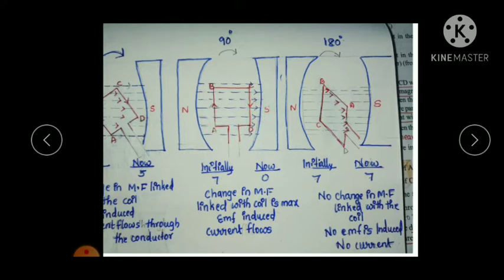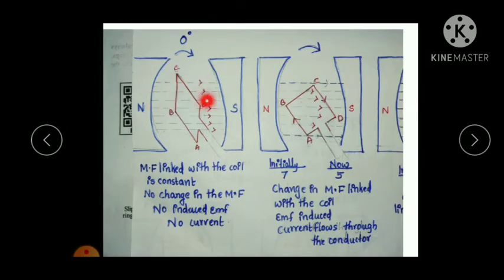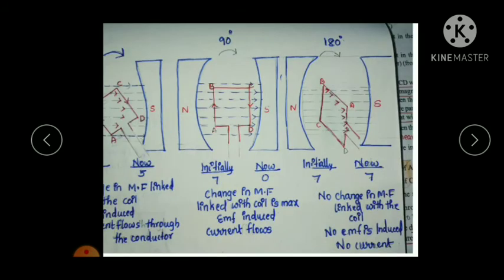At this stage, no magnetic field lines pass through this coil. Initially, all the 7 magnetic field lines were passing through this armature coil, but now no magnetic field lines are passing through this coil. Hence, you can see there is a change in the magnetic flux linked with this coil. Hence, there will be an induced EMF. Therefore, a current flows through this armature coil.